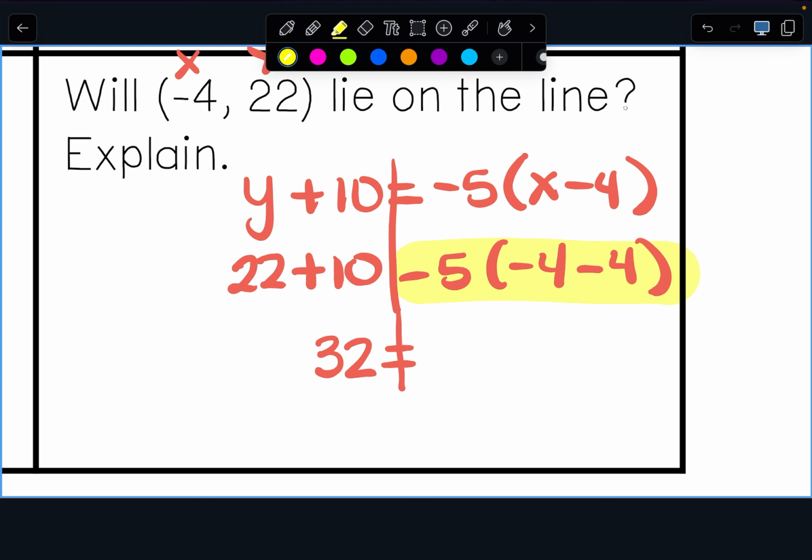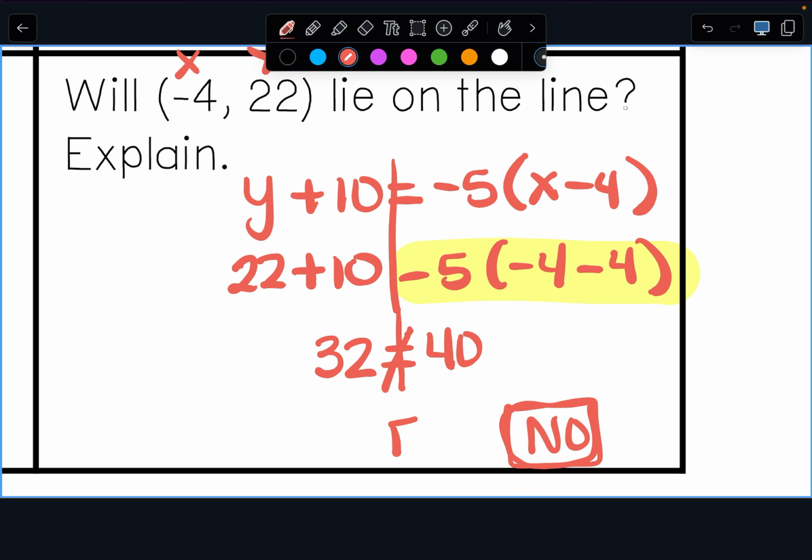But is negative 12 equal to 40? No. So that means this point does not lie on the line. False.